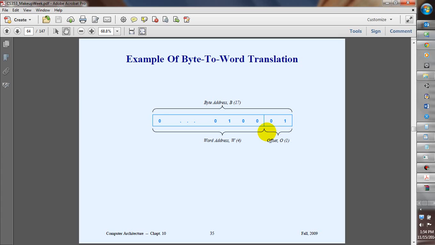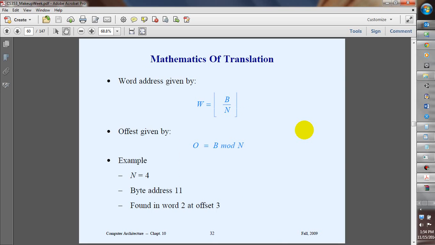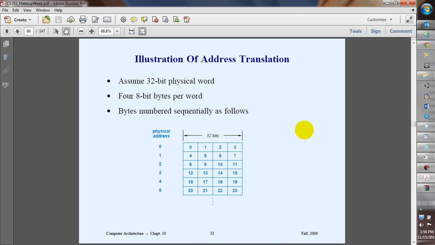So we're just chopping off this section of it to get the word address, and then we're chopping off this other section to get the offset. And you can compare that if you want to the example on page 152, which is over here, to see how that actually works.